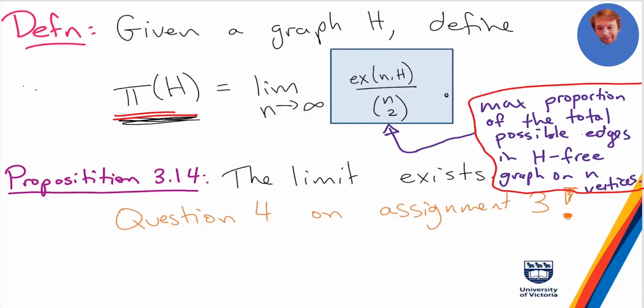You're not going to be asked to just prove this from the definition. There's a little bit of leading you through it. So that question is asking that. Okay, is the definition of pi of H clear?